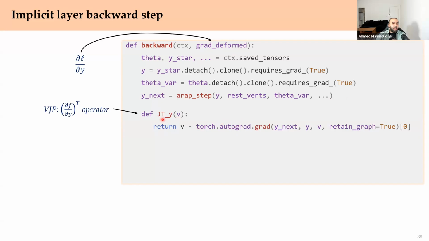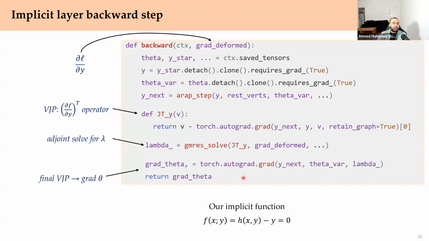And now we implement this implicit function. Basically, this is just another vector Jacobian product that applies df/dy to any arbitrary vector. And now we hand this over to the linear solver, again this is our GMRES. The output of this will basically be the lambda, or the adjoint variable. Then the final gradient is just another vector Jacobian product. Now this is with respect to theta, and the grad theta is basically the gradient that we are looking for and which we return.